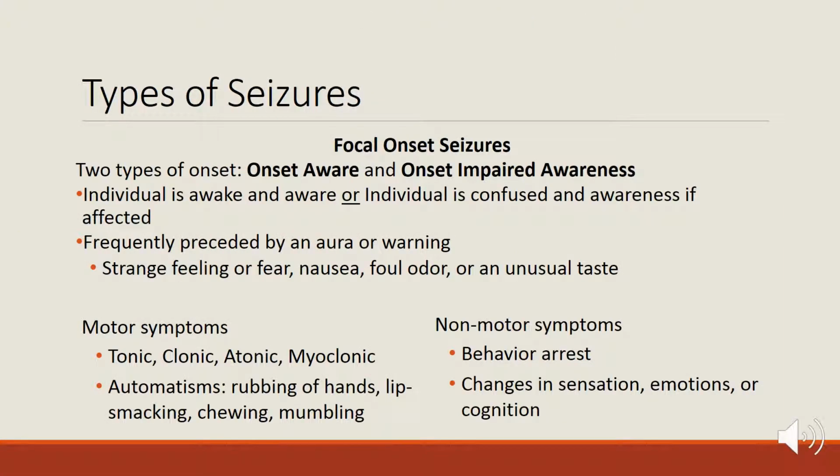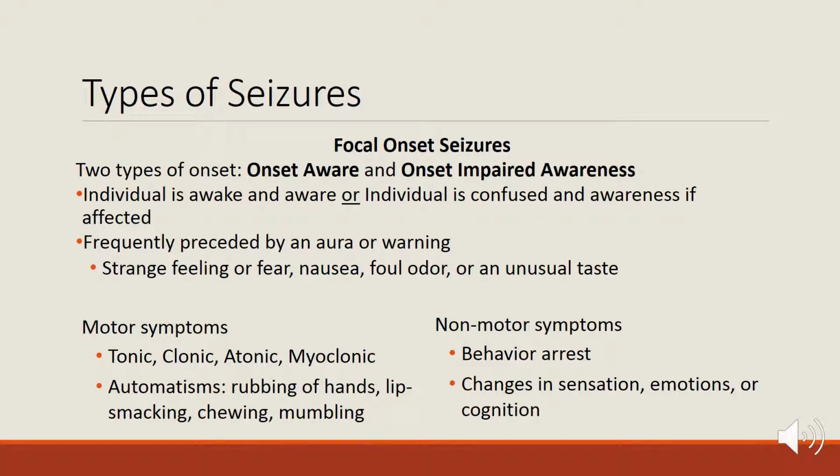Focal onset seizures have two types, onset aware and onset impaired awareness. The individual is awake and aware, or the individual is confused and awareness is impaired. Frequently, these types of seizures are preceded by an aura, or a warning. This is a strange feeling or fear, nausea, an odor, or an unusual taste.